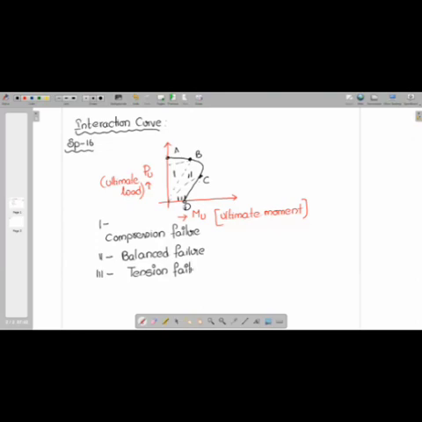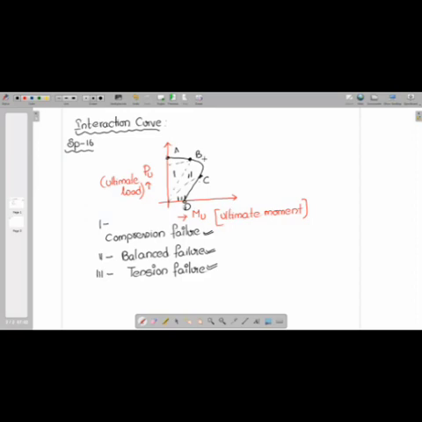Third one is what, students? It is tension failure. First one is compression failure, second one is balanced failure, and third one is tension failure. So here, students, they can ask you what is compression failure. The zone between A and B is compression, zone between B and C is balanced, and zone between C and D is tension failure.